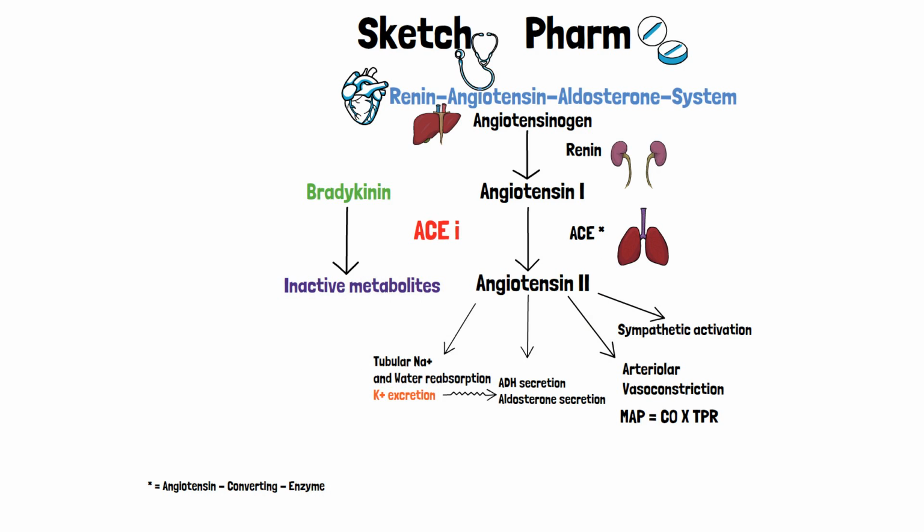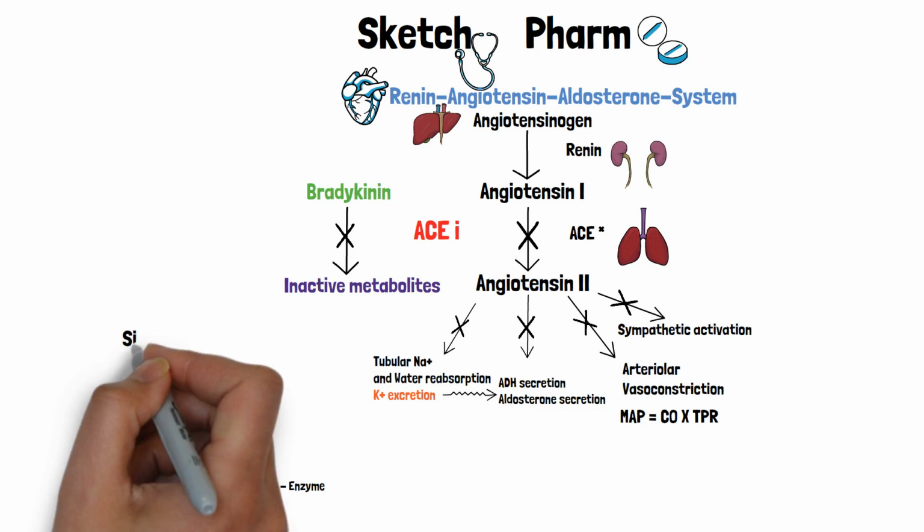Now, in the setting of ACE inhibitors, the level of angiotensin 2 in the blood drops, bradykinin is also built up, and as a consequence, the effects of angiotensin 2 are reduced. There's less water reabsorption, less ADH and aldosterone secretion, less vasoconstriction, and less sympathetic activation. Effectively, there's a decrease in mean arterial pressure. And as a consequence of the ACE inhibition, there is a build-up of bradykinin.